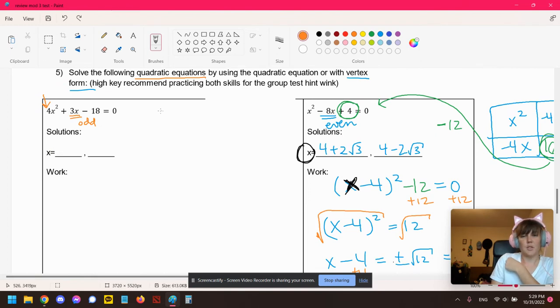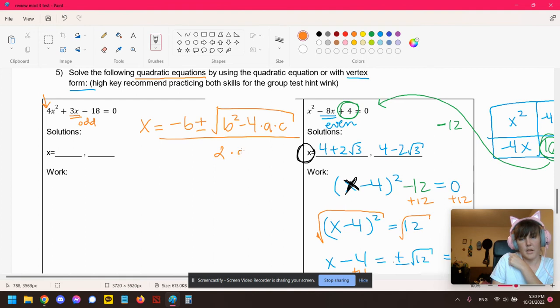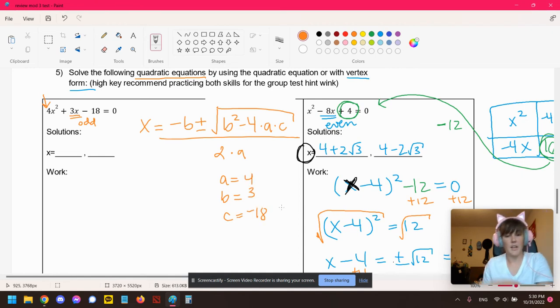Over here, when we want to use the quadratic equation, we remember that the quadratic equation is x equals negative b plus or minus the square root of b squared minus 4 times a times c, all divided by 2 times a. What are our a, b, and c? In this equation, our a, b, and c are 4, 3, and negative 18.